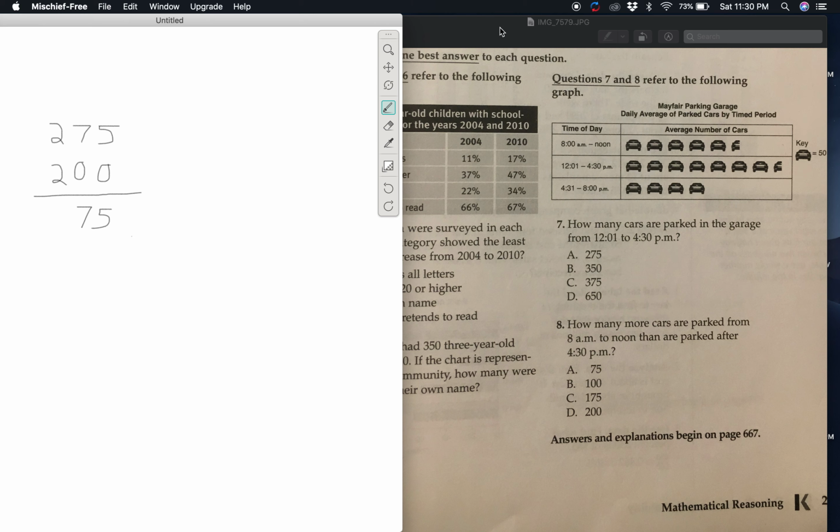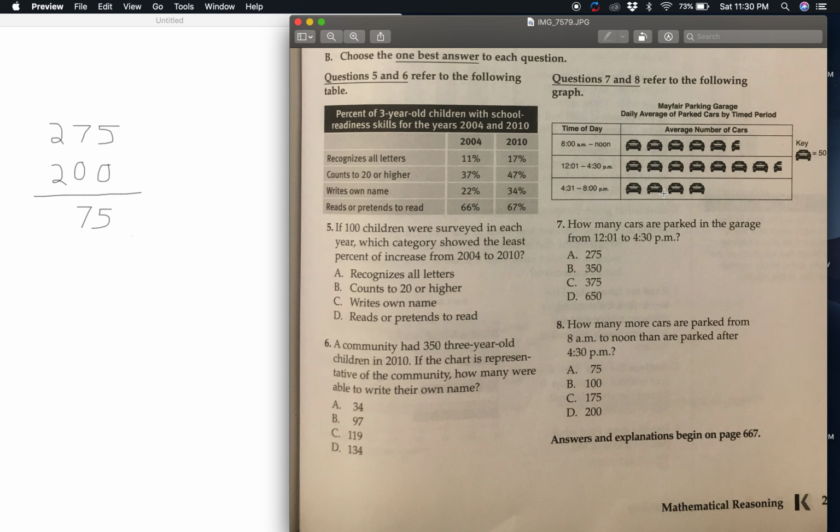Anyways, that was a pretty simple lesson on pictographs, pretty basic stuff since it's an introduction to pictographs and tables.